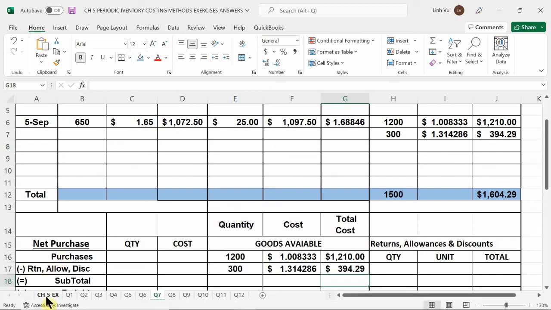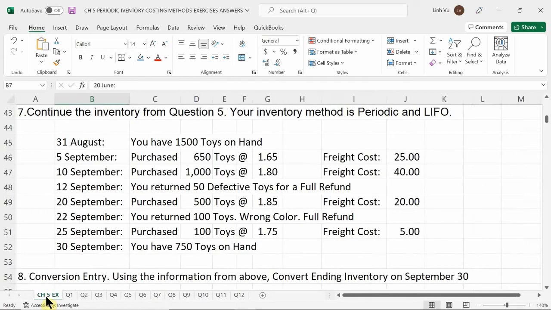So in this case, right, we end up seeing that on September 10, you end up purchasing a brand new batch of 1,000 toys at $1.80 with a freight of $40. So in this case, yes, we end up keeping all 650 units. So I need to go ahead and put in September 10 that 1,000 units were purchased at $1.80 with a freight of $40.